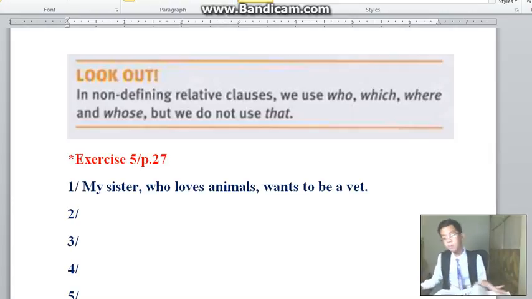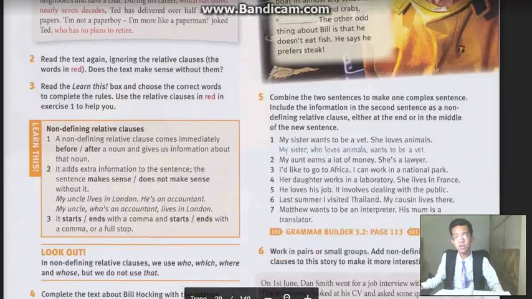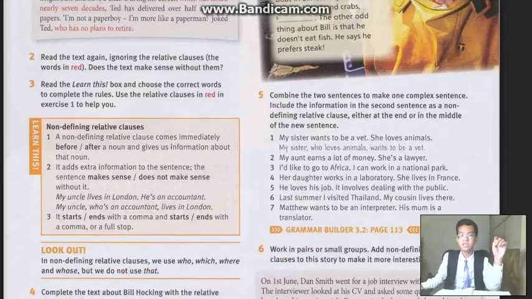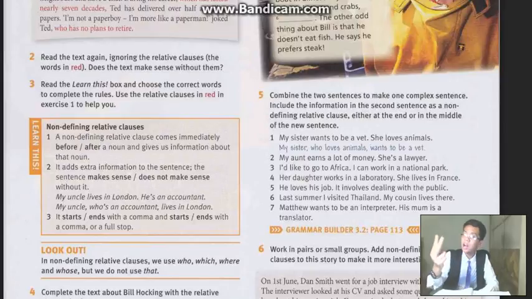So we will move on to exercise number 5 of page number 27. Let's take a look at what they tell us to do. Combine the two sentences to make one complex sentence. Include the information in the second sentence as a non-defining relative clause. So the second sentence will be put as the non-defining relative clause, either at the end or in the middle of a new sentence. There are two ways you can write it.